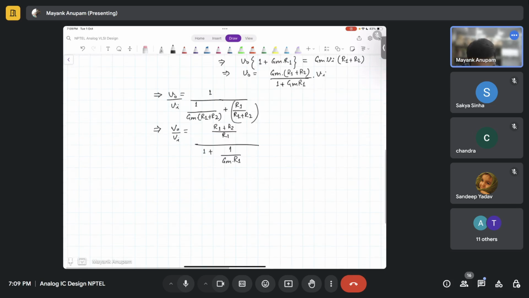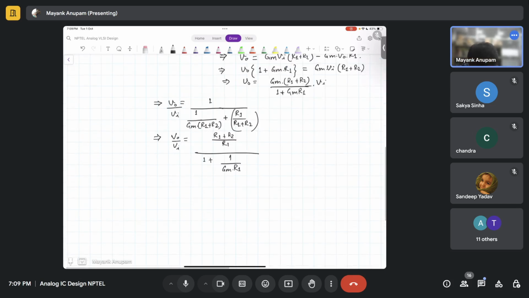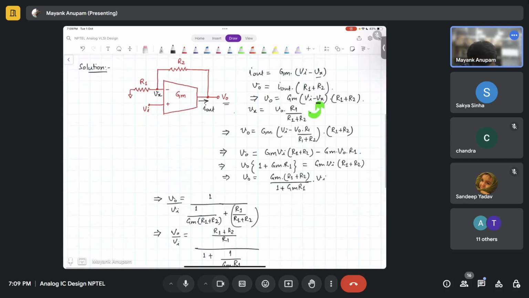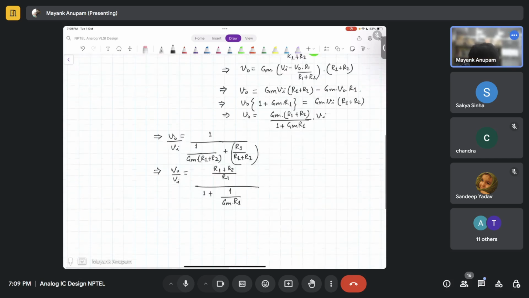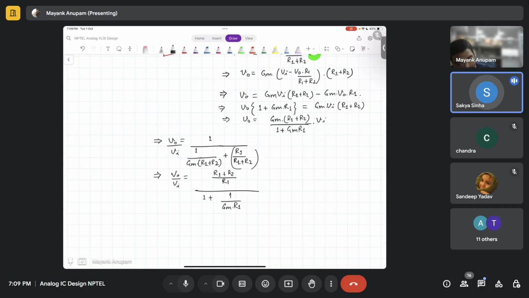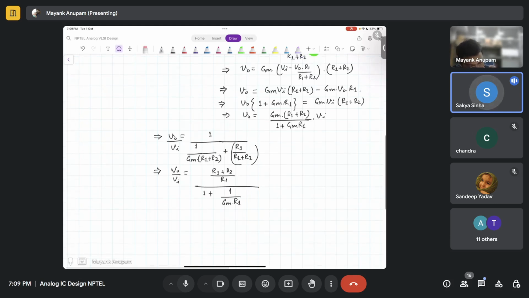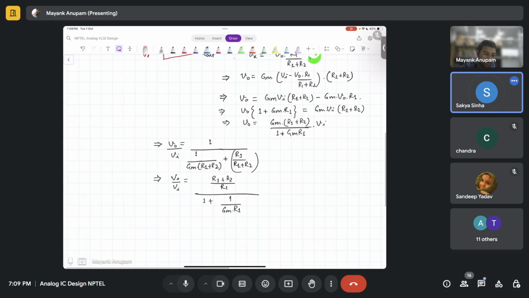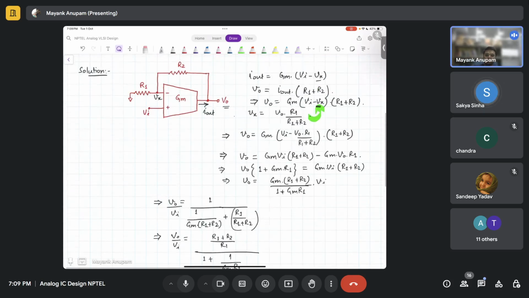Is this correct or is something wrong here? I think we can do it, Mayank. Basically, you are trying to make Gm in the denominator so that it will be 0. 1 by infinity will be 0. Is the expression correct or not? Or have I done something wrong here? No, the expression is correct. It's just been inverted here and there.